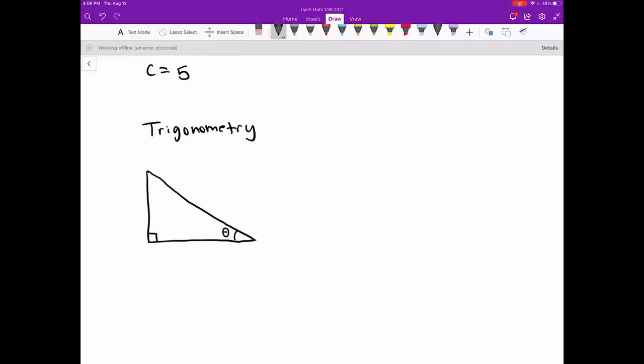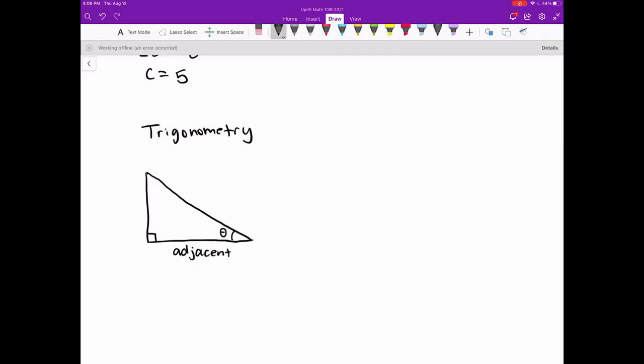Now, instead of putting a, b, and c as the sides, we label them as adjacent. In this case, the adjacent side will be the one right beside the theta that is not the hypotenuse. And obviously we have the hypotenuse, which is the longest side. And the last one is called the opposite, because this is directly opposite of the theta angle.